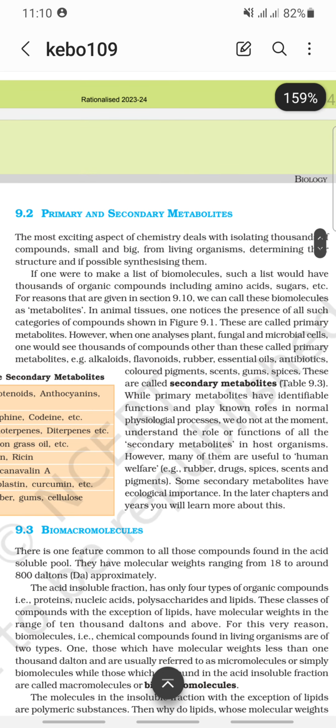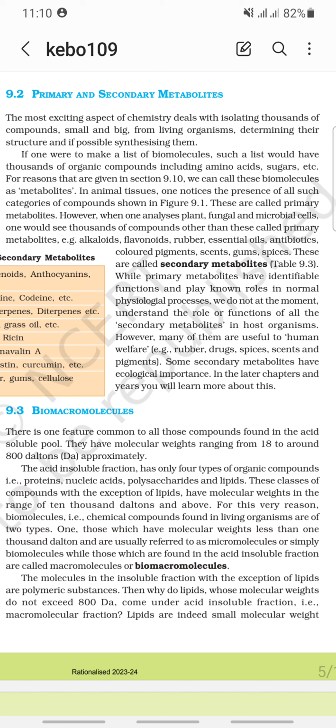Primary and secondary metabolites. The most exciting aspect of chemistry deals with isolating thousands of compounds, small and big, from living organisms, determining their structures and, if possible, synthesizing them. If one were to make a list of biomolecules, such a list would have thousands of organic compounds, including amino acids, sugar, etc. For reasons that are given in section 9.10, we can call these biomolecules metabolites. In animal tissue, one notices the presence of all such categories of compounds shown in figure 9.1.